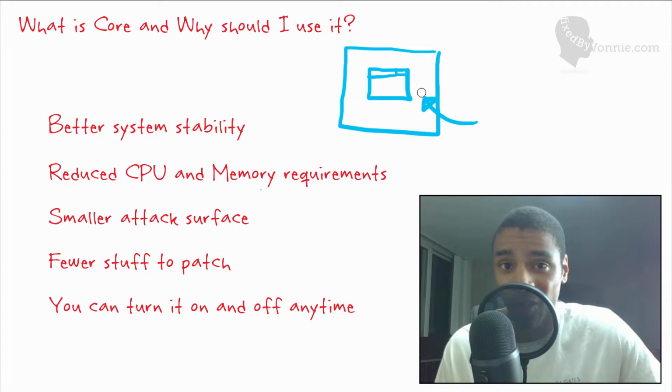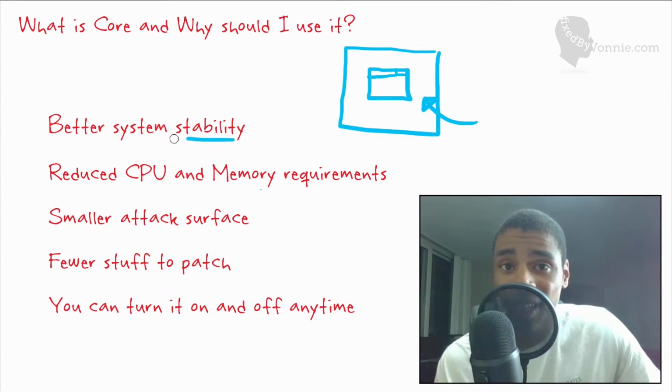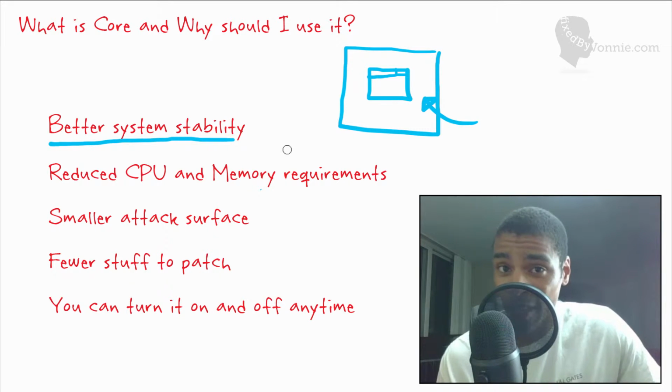Why would you want to install, or better yet, why would you not want to install any of the graphical elements on Windows? There's a couple reasons for that. The first is you will get better system stability. Since there are less components to install, there's less components that can break. And since there's less components that can break, your server increases its availability to users who are accessing those resources on it. And so you will get better stability by installing Core.